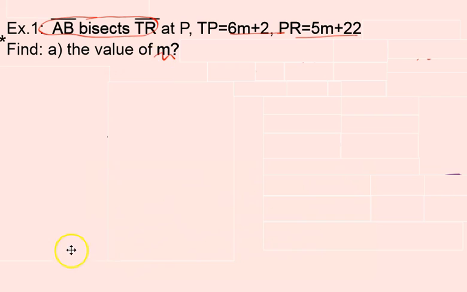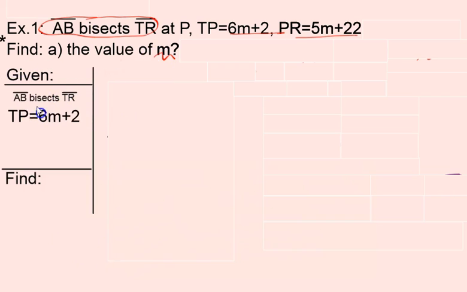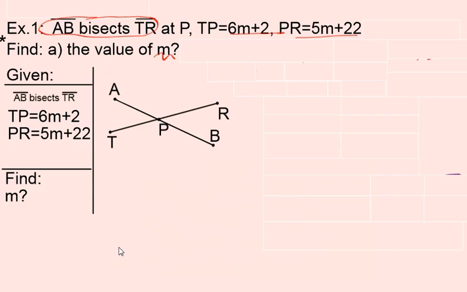Let's restate the given information. Since segment AB bisects segment TR, we would see these two segments intersecting at a certain point. That point would be a midpoint. We will have to decide a midpoint of which segment the point of intersection would be.